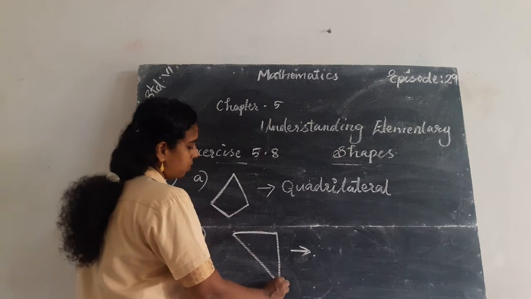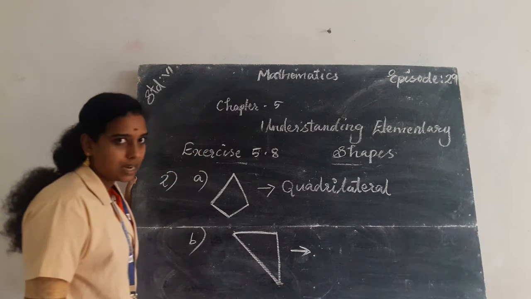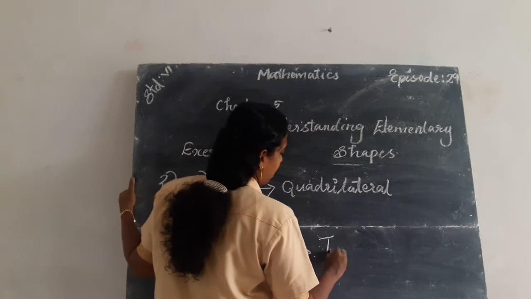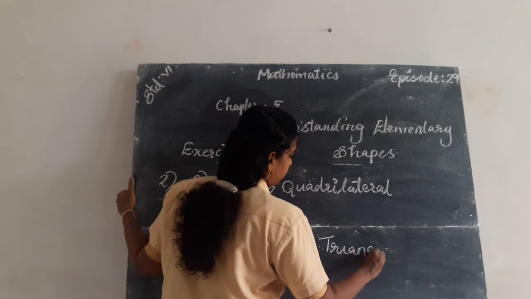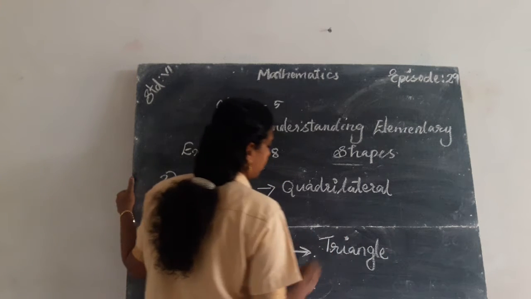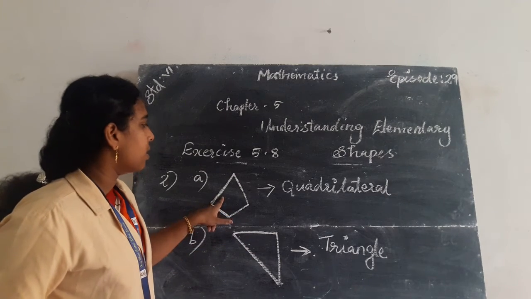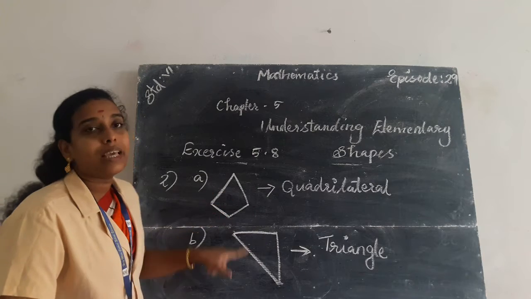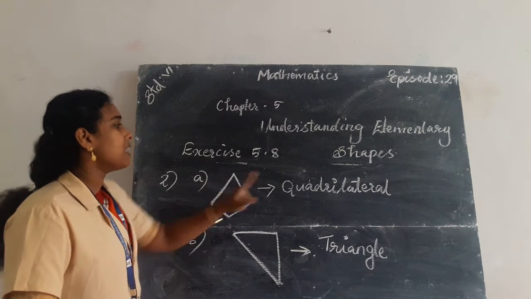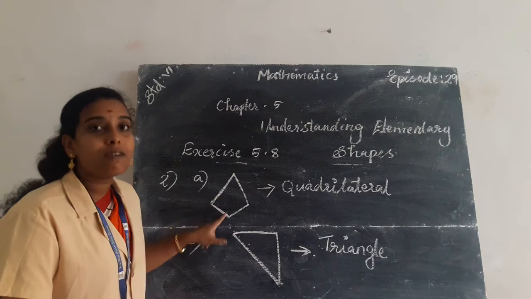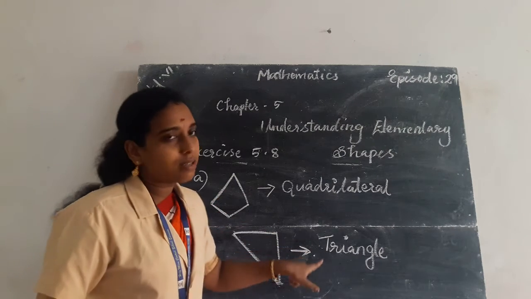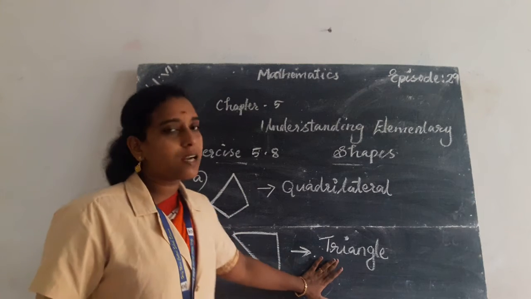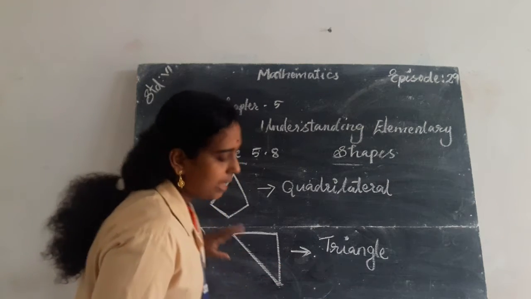1, 2, 3. The polygon with three sides is called a triangle. So the answer is triangle. These two are polygons because they are entirely made up of line segments and also they are closed figures. The first one is a quadrilateral because it has four sides, and the second one is a triangle because it has three sides. Then the next one.